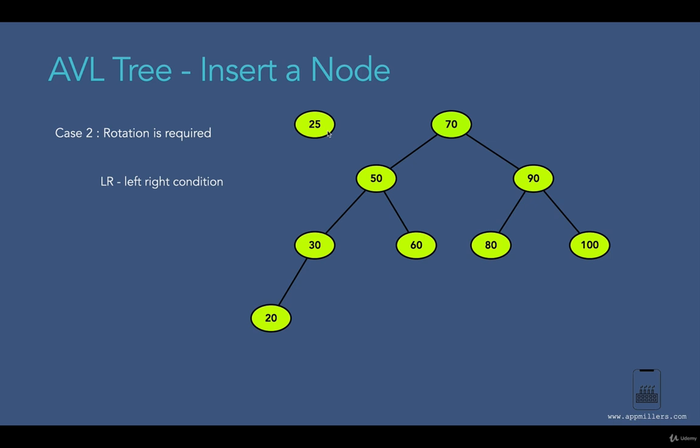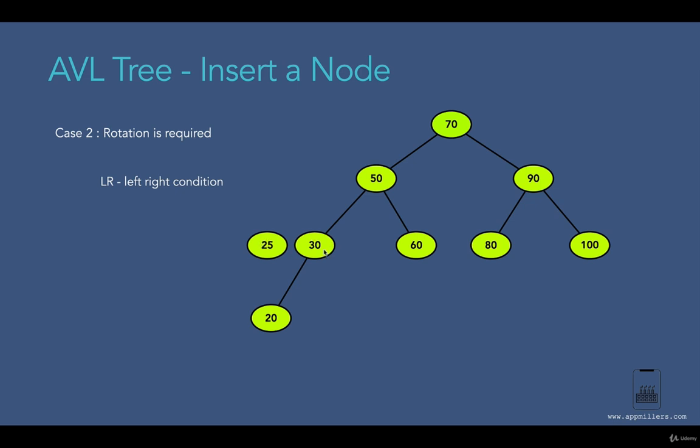If we want to insert 25, the first thing we are going to do is compare 25 with the root node. In the root node, we have 70, and 25 is less than 70. So we continue to the left subtree. In the left child, we have 50. One more time, we compare 50 with 25, and 25 is less than 50, so we continue to the left subtree again.